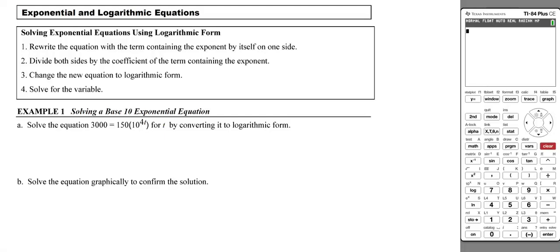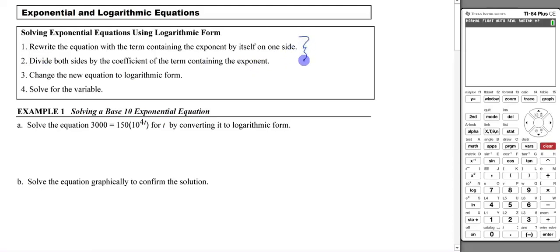Exponential and logarithmic equations. Solving exponential equations using logarithmic form. First, we'll rewrite the equation with the term containing the exponent by itself on one side. This is actually a subpoint. If there is a coefficient of that term, you need to divide by that coefficient.